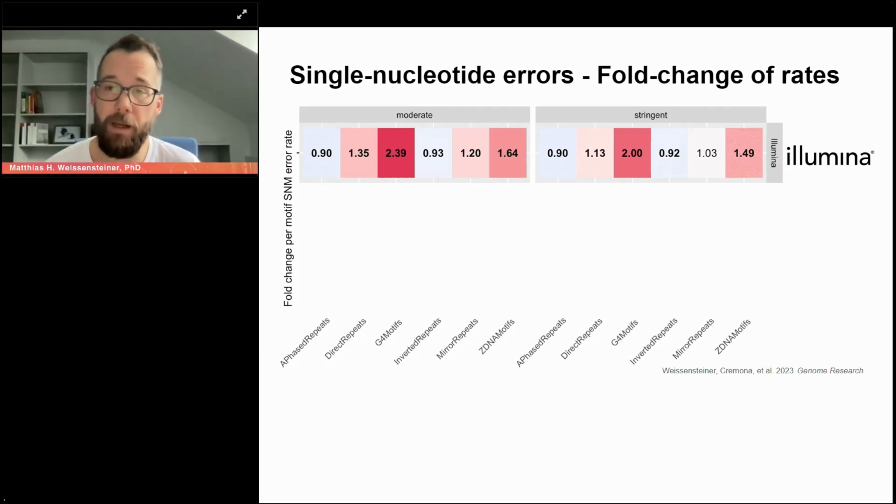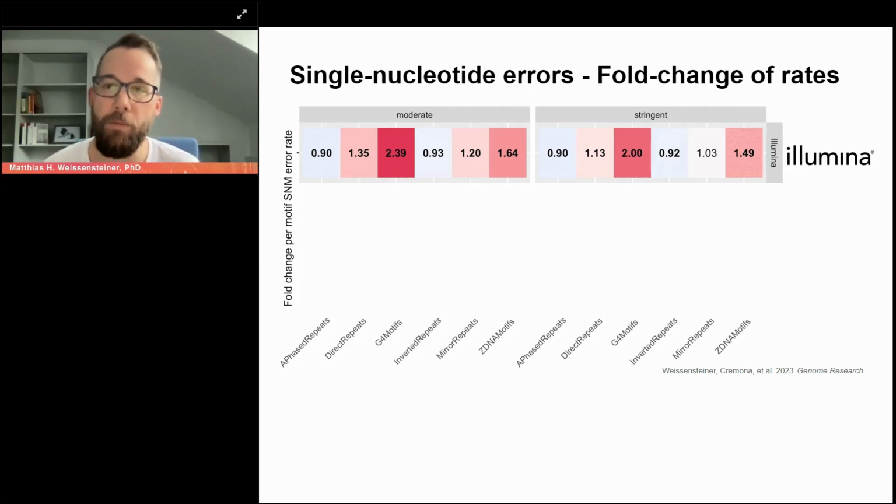In Illumina data, in this figure on the x-axis, there are these 2 panels corresponding to the moderate and stringent filter levels. And on the x-axis, there are the 6 different motif types: A-phase repeats, direct repeats, G4 motifs, inverted and mirror repeats, and zDNA motifs. And the red color here corresponds to an increase, a fold change of the single nucleotide error rate. And blue is a decrease, essentially a fold change of less than 1.